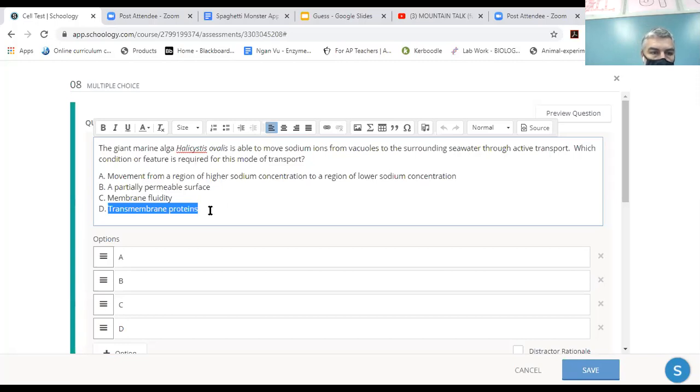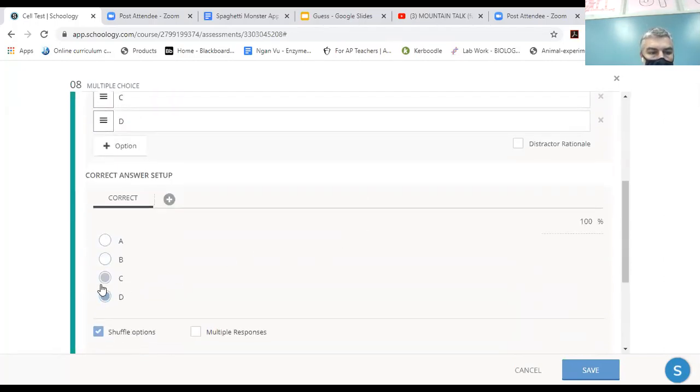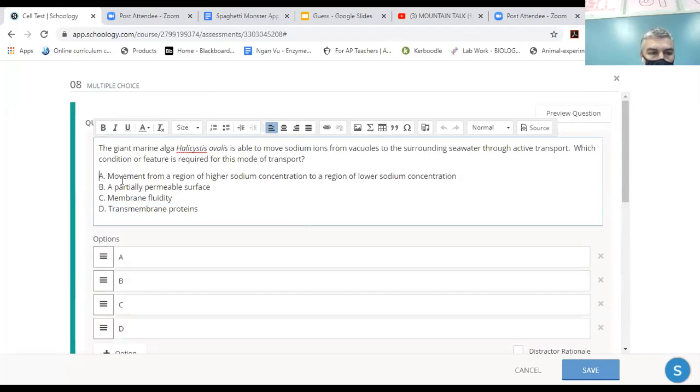So I'm going for transmembrane proteins, because you're going to have a protein to move that salt through. The other option is a condition describing movement from a region of high sodium concentration to a region of lower sodium concentration. But that's not really what they're getting to. They're asking about a feature that's required for this to happen. So we're talking about a feature, a structure. Transmembrane proteins, proteins that go from the inside to the outside, would be the correct answer. Therefore, it's D.